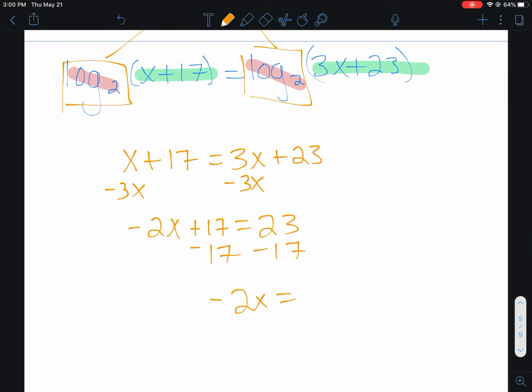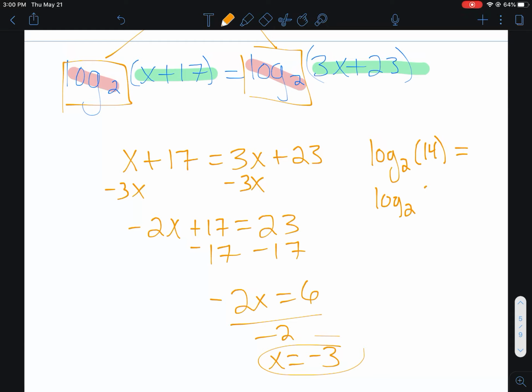So if you substitute that back into your equation, then that would say log base 2 of, well, negative 3 plus 17 is 14, has to equal log base 2 of, now it's 3 times negative 3 plus 23, which would be log base 2 of negative 9 plus 23, 14. So it checks out. One crucial thing to remember is we can't take logs of negative values.